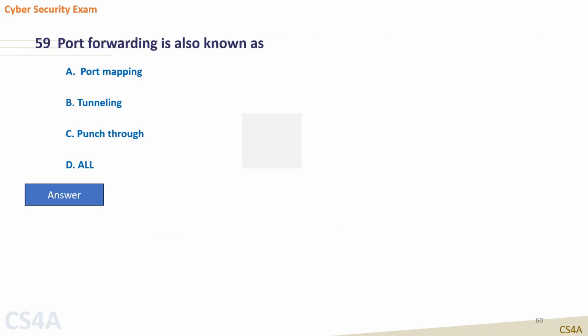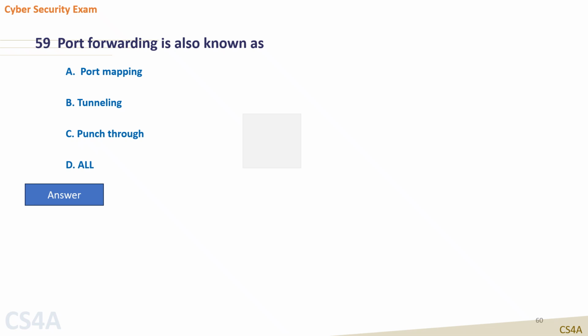So here the question is, port forwarding is also known as port mapping, tunneling, punch through, or all. So what is port forwarding? Port forwarding is a mechanism through which a device or computer in the private network can be accessible from public computers. By default, the private computers, in the sense the local computers connected to the internet service provider, are not directly accessible from public devices.